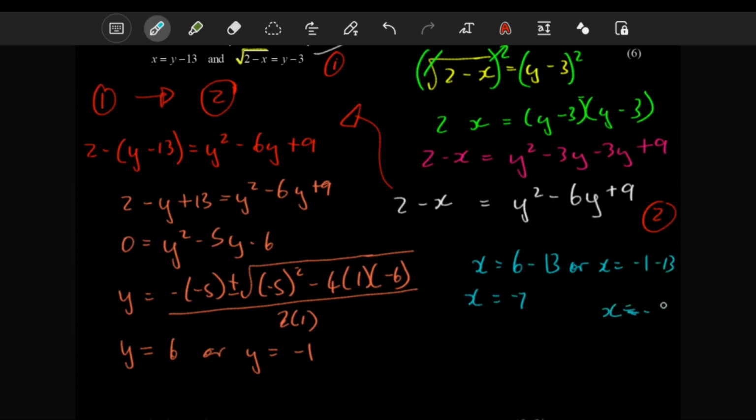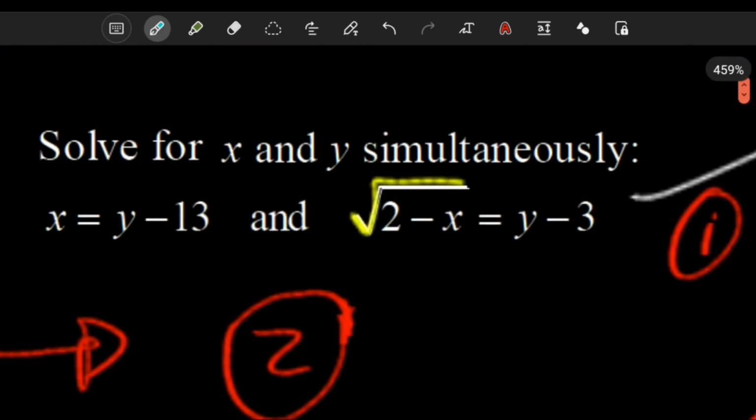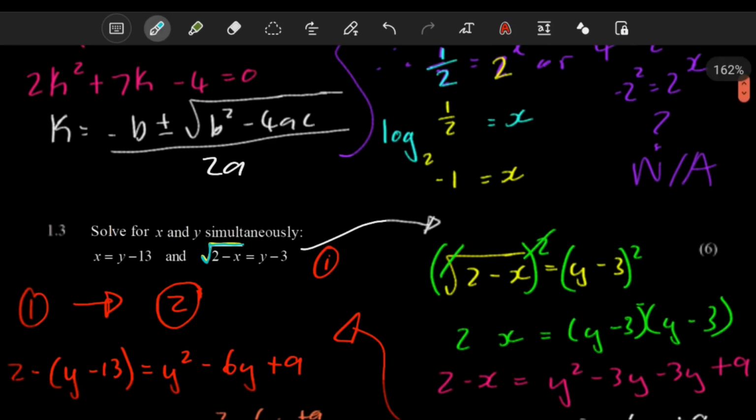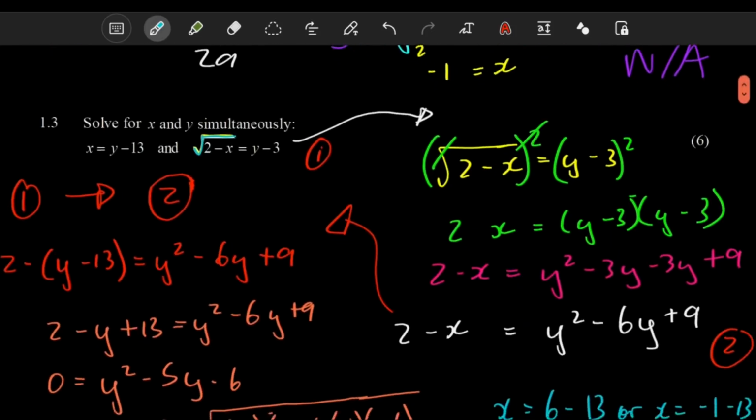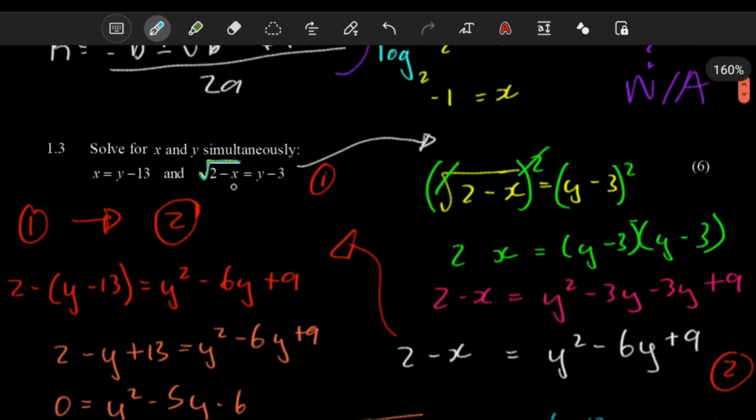But the issue with these kinds of questions is anytime you see there's a surd, always test your answers. Always test your answers if you see there's a surd, because surds just ruin things. So if you test your answers, you'll see that the 6 and the -7 balance out if you throw them into your equations. But then the -1 and the -14 don't balance out, because -14, if you throw it there, is going to be like 2 plus 14, which is 16, and then the square root of 16 is 4.